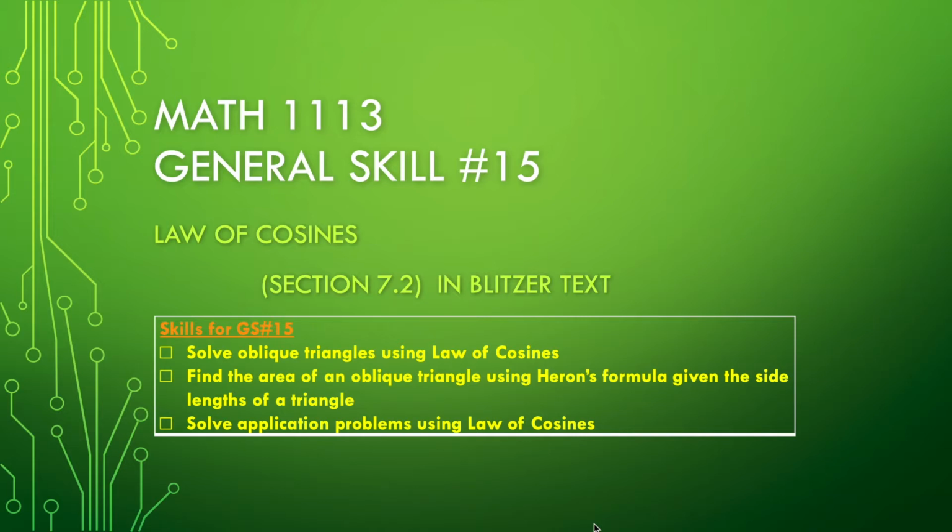There are three main things that we want to be able to do with the law of cosines. The first thing is to be able to solve oblique triangles using the law of cosines. The second is to find the area of an oblique triangle using Heron's formula. And to do that, you're always given the side lengths of a triangle, or you have the means of finding the side lengths of a triangle.